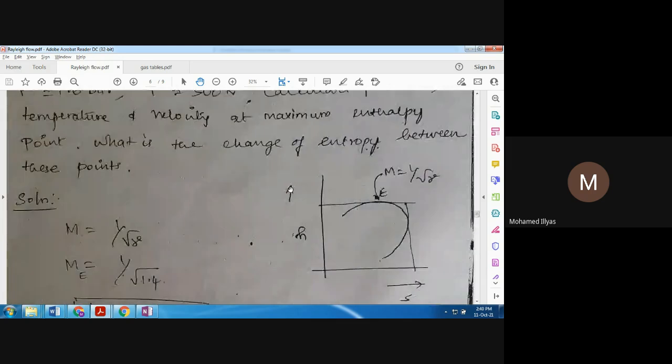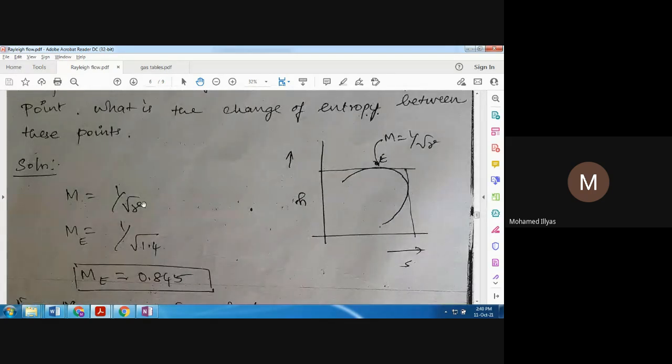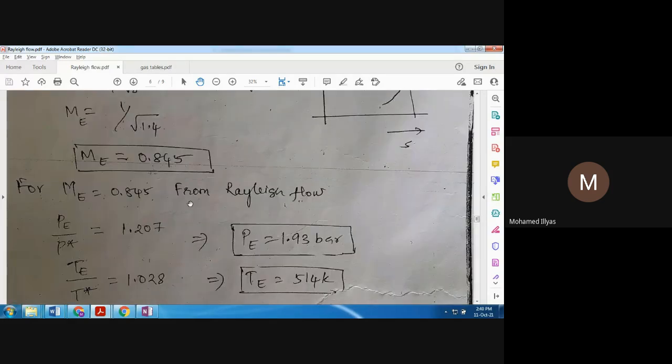Okay. So maximum enthalpy point means, we need to remember, that is M equal to 1 by root gamma. It is another limiting state for the increase in static temperature or static enthalpy.